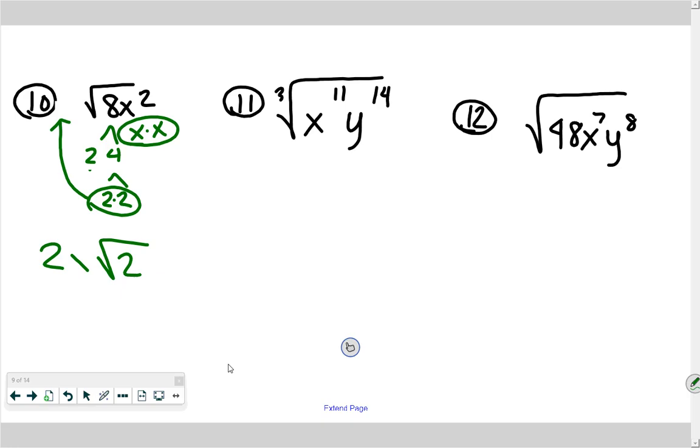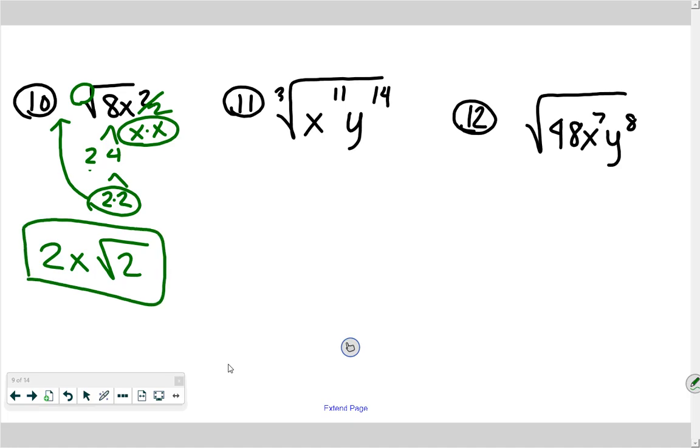Okay, so that means a pair comes out, just one x comes out. The other way we looked at it is whatever this number is, which for that one is squared, you just divide it by that. So 2 divided by 2 is 1, so that means only 1 comes out. So that's your answer for that.